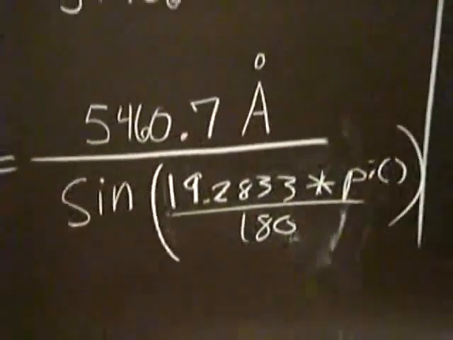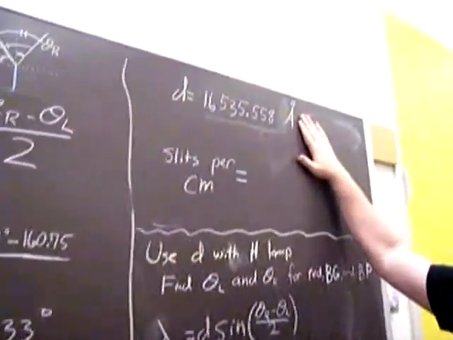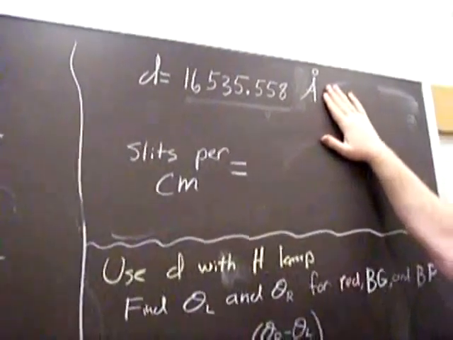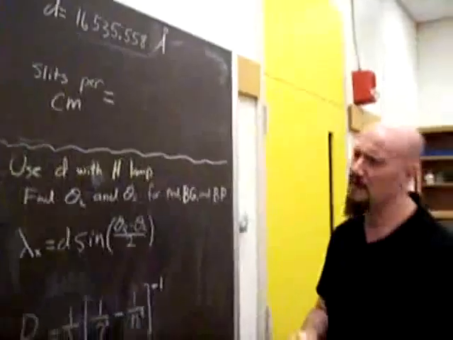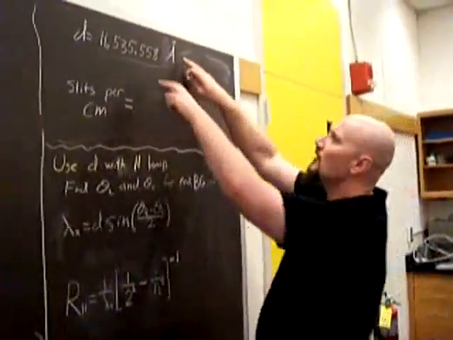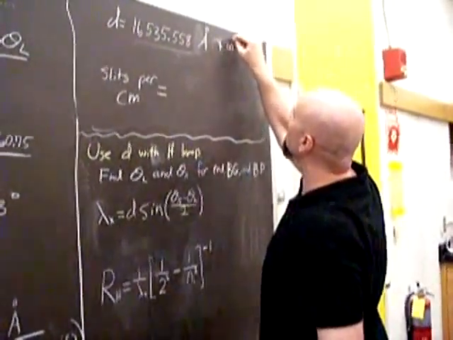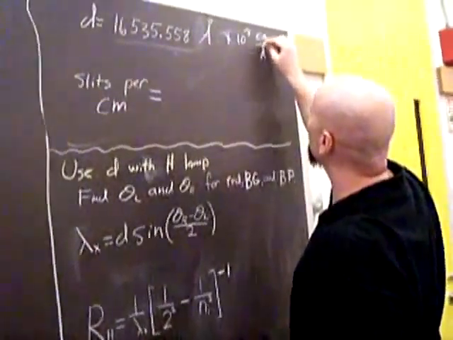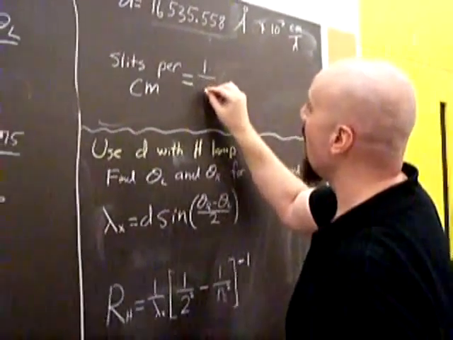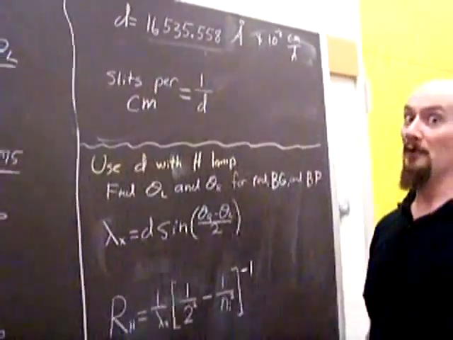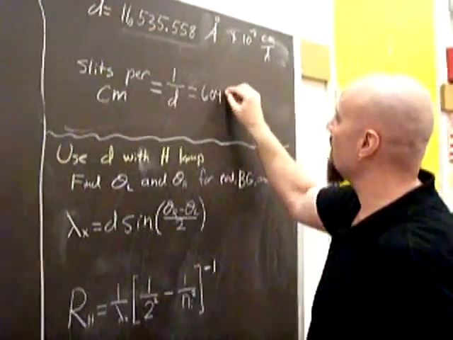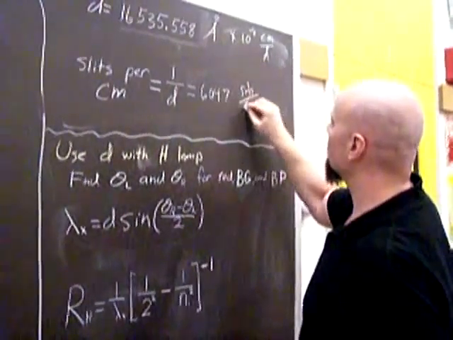And this gives us, for our example, on the order of 16,535.558 angstroms. That seems awfully large. So let's put this in a better context to get to something we can relate to. Change this to centimeters. So times 10 to the minus 8 centimeters over angstroms. And then we want to find the slits per centimeter. We take the reciprocal, or the multiplicative inverse, as we said in high school. And that comes out to be 6047, around that. Slits per centimeter.